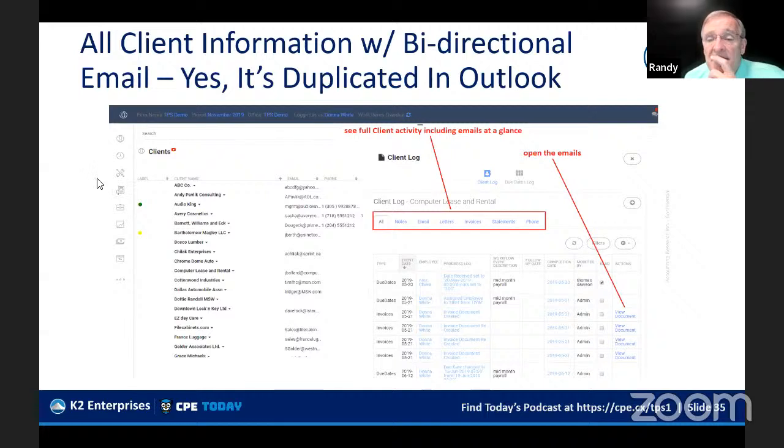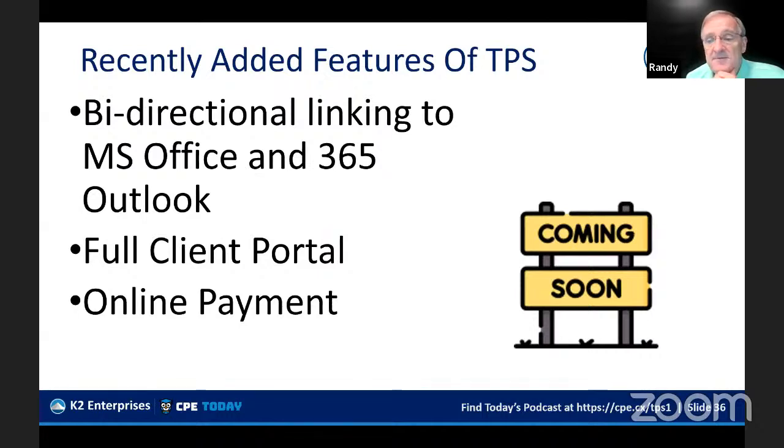Yeah, that's pretty phenomenal. In fact, I actually just scrolled onto the next screen to emphasize that. This discovery that you've done for bidirectional linking to Microsoft Office and 365 Outlook is pretty interesting. Not to mention the full client portal and online payment mechanisms that you have. I think you've got a couple of payment mechanisms today, if I recall correctly, and more in the pipeline, or at least one today and more in the pipeline. We got four.